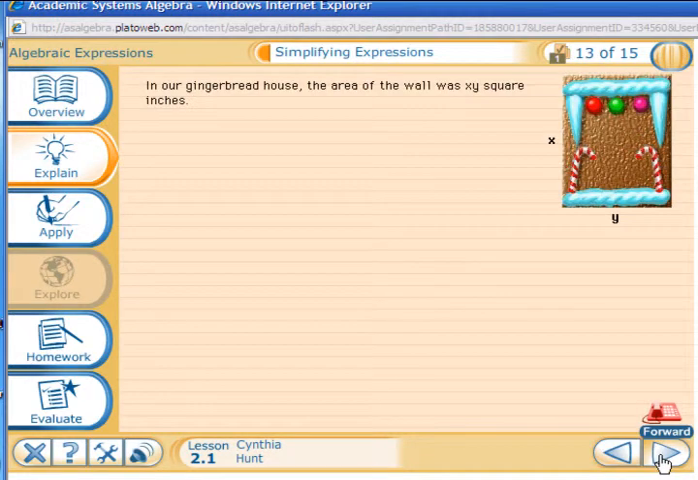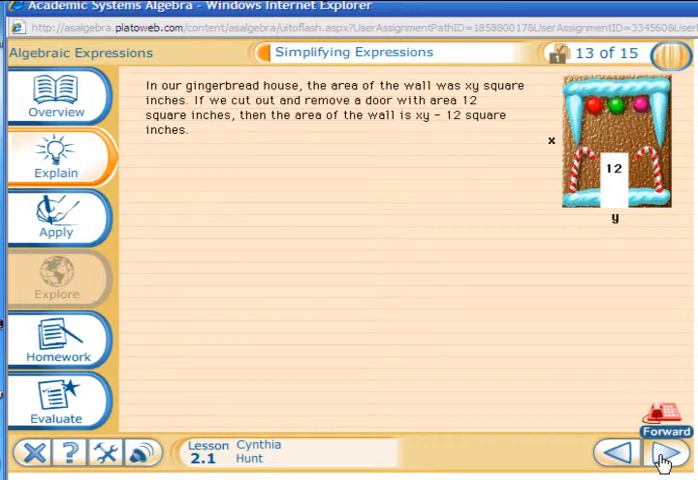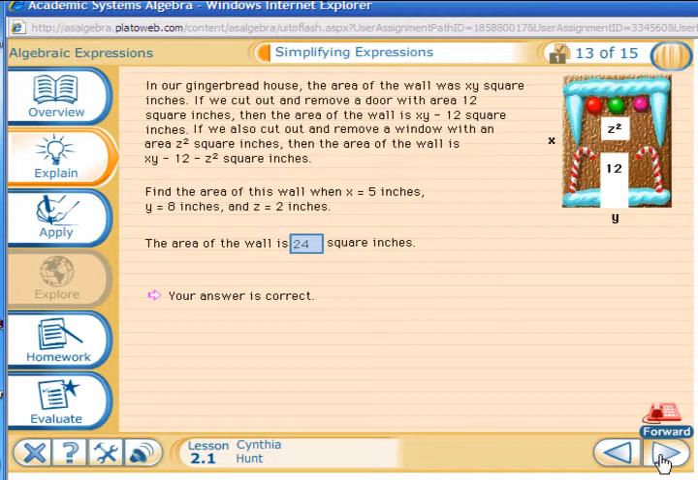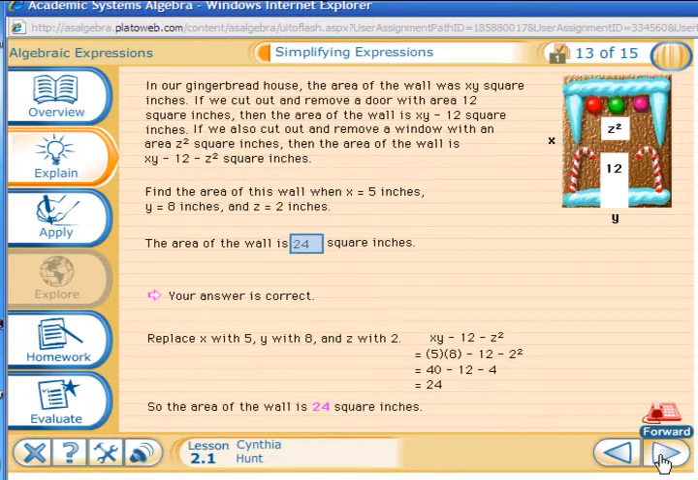In our gingerbread house, the area of the wall was xy square inches. If we cut out and remove a door with area 12 square inches, then the area of the wall is xy minus 12 square inches. If we also cut out and remove a window with an area z squared square inches, then the area of the wall is xy minus 12 minus z squared square inches. Your answer is correct. Replace x with 5, y with 8, and z with 2. So the area of the wall is 24 square inches.